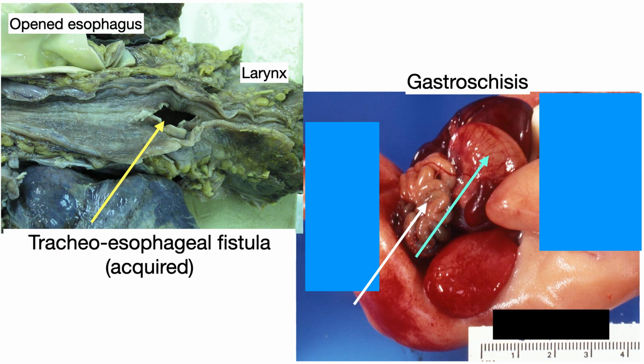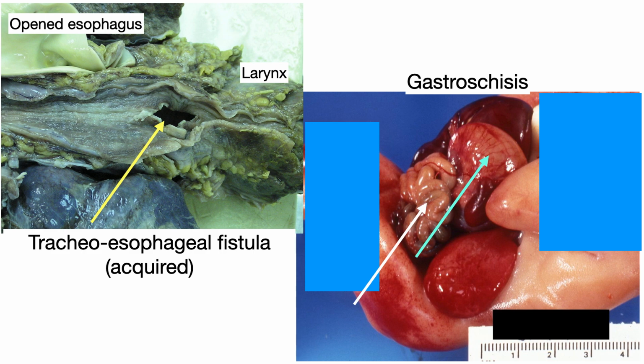To the top left, this is a tracheoesophageal fistula. Normally when you think about tracheoesophageal fistula, you probably think of infants, and you think of a congenital anomaly, which is common, but you can also see them acquired, and that's what happened here. The esophagus has been opened.